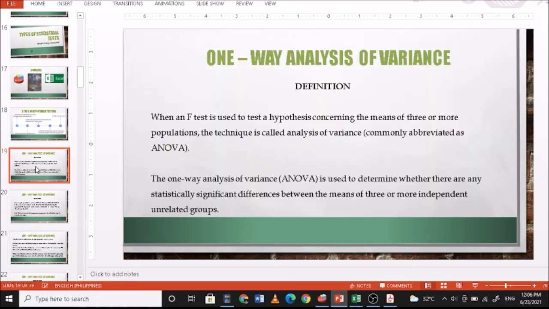For this presentation, we're going to discuss one-way analysis of variance, or ANOVA. An analysis of variance is used when an F test is used to test a hypothesis concerning the means of 3 or more populations. The technique is called analysis of variance, commonly abbreviated as ANOVA. The one-way ANOVA is used to determine whether there are any statistically significant differences between the means of 3 or more independent, unrelated groups.